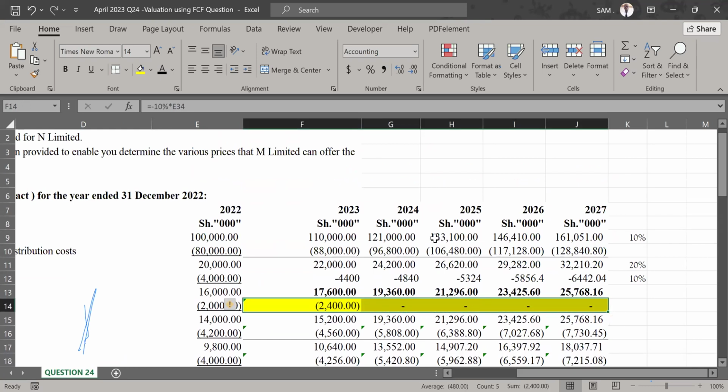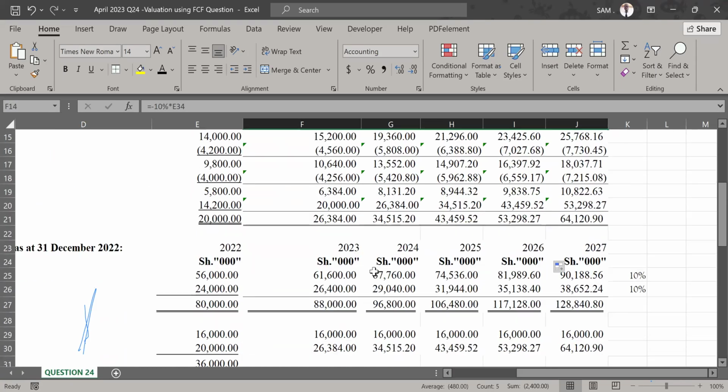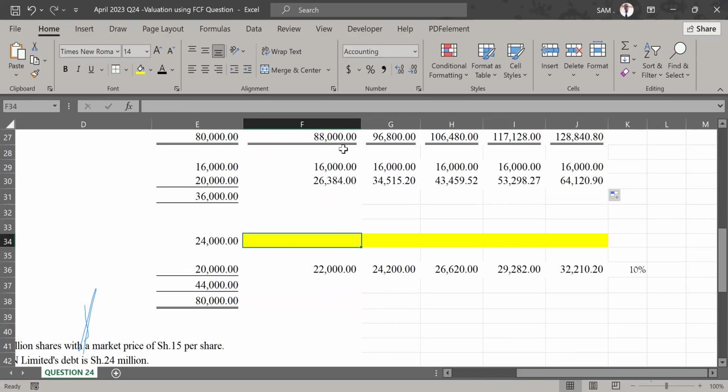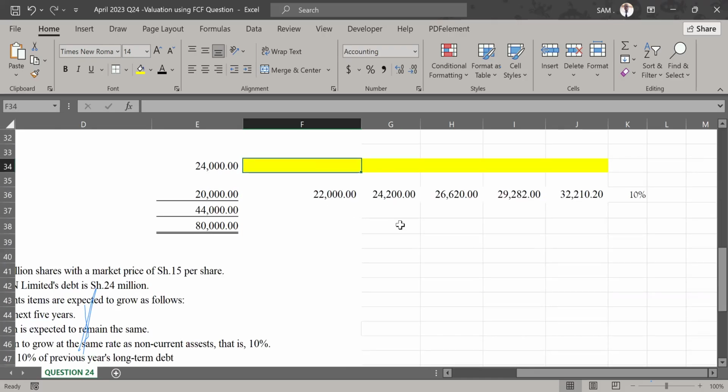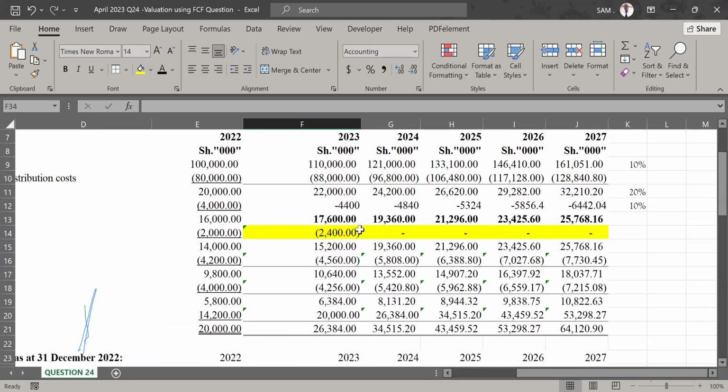Because interest computation is 10% of the previous year's long-term debt. And long-term debt, which we will compute to get our interest, will be the balancing figure in the statement of financial position. So we have to get the balancing figure here first. After getting it, then we will compute our interest. And when we compute interest here, it will affect interest being an expense charged in the statement of profit or loss. It will affect our balance at the end of the year, the amount that we retain.